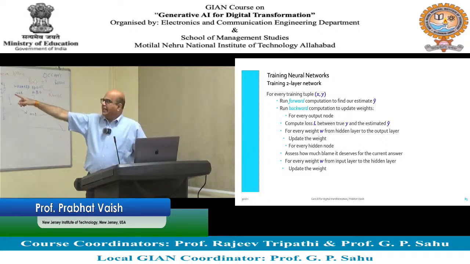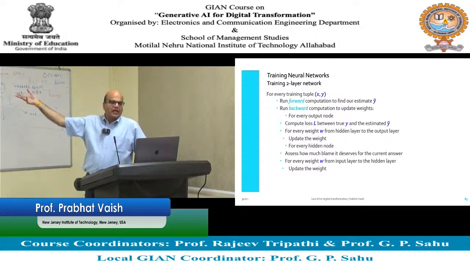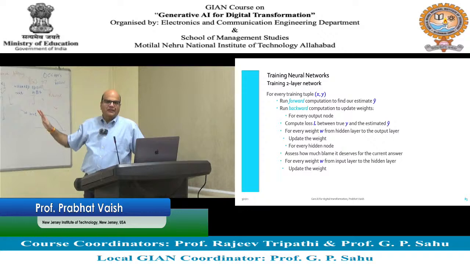So what we are saying here is that we can train a 2-layer network. You can actually generalize it to make it a number of layers or whatever the case may be. Right? Is that point clear? Okay.